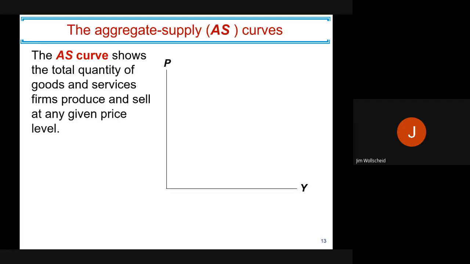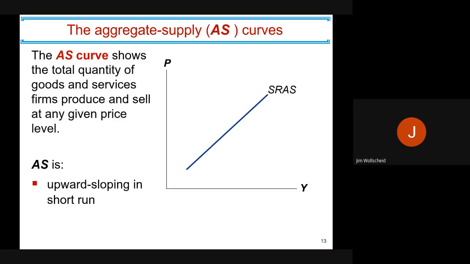So that's the aggregate demand curve. Now we're going to move on to aggregate supply. Aggregate supply is a little funky because there are two aggregate supply curves. We have a short run aggregate supply curve and a long run aggregate supply curve. Why do we have different aggregate supply curves?